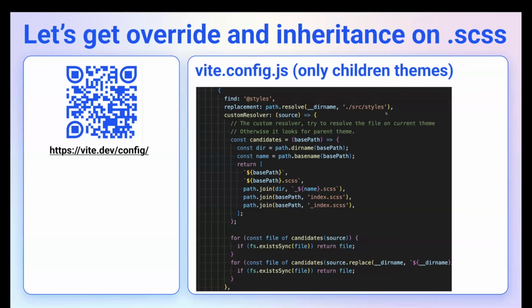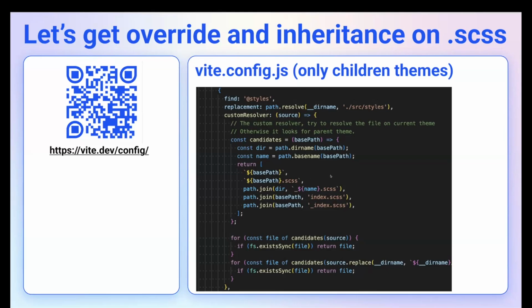Rollup allows us to define some aliases, like in this case, styles. The simple configuration is just an array of find and replacement, where we specify a string and provide the string to replace it, that in this case is the location of the actual styles. But we have a custom resolver. After Rollup performs the replacement, it can call the custom resolver that allows us to customize the logic to discover the files. In this case, the implementation is quite simple.